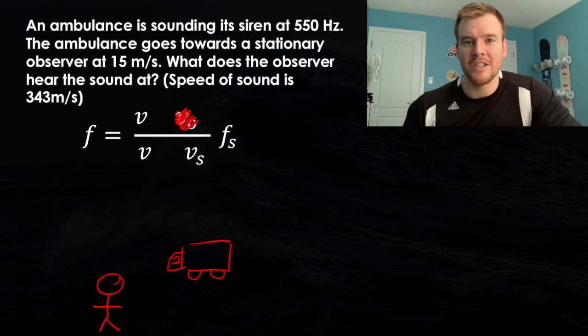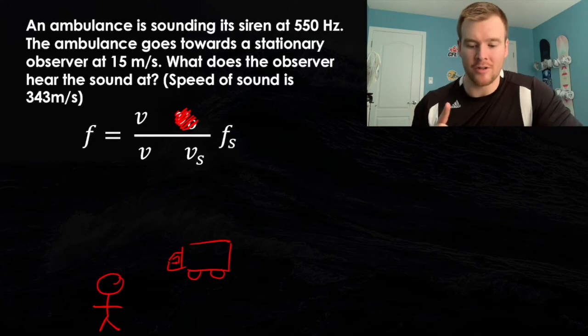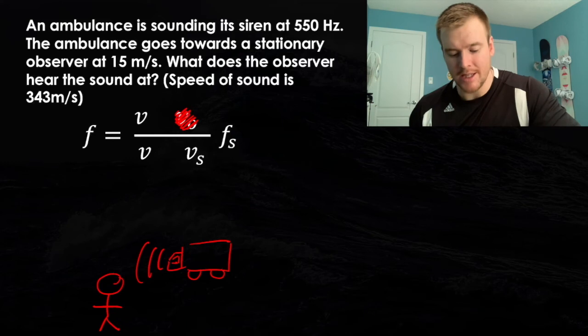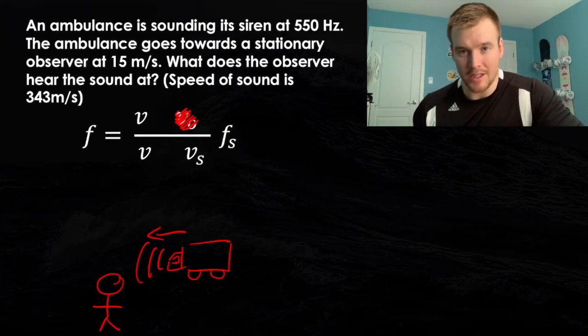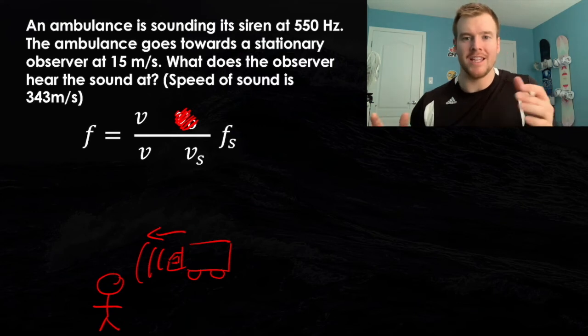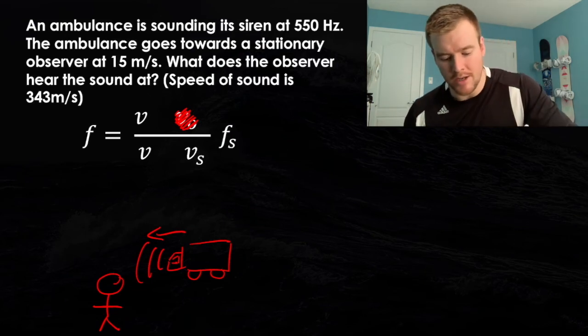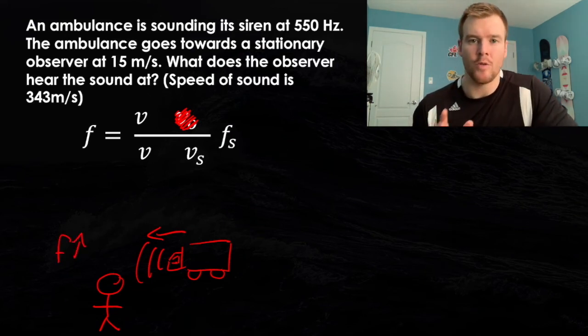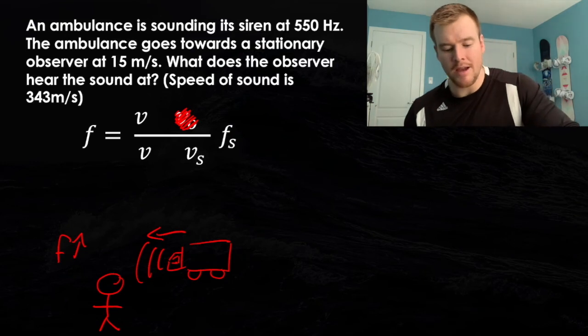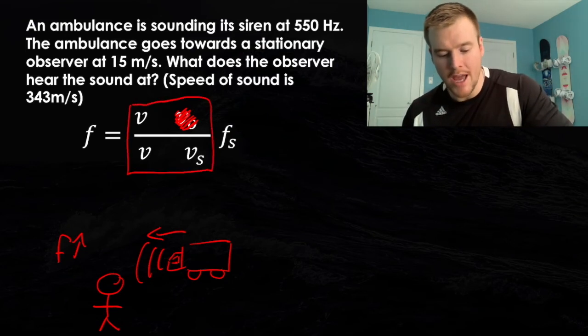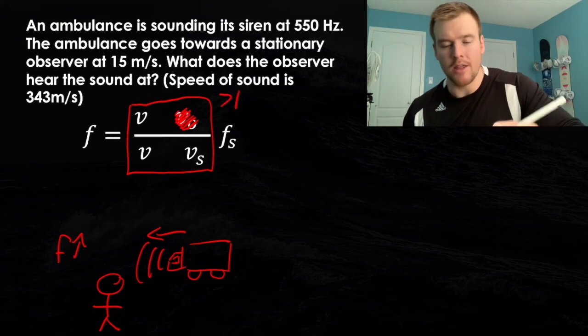For step 2, we have to determine if this is going to be a higher or lower frequency. Well, if the ambulance is making these sound waves and they're coming towards the person and the ambulance is moving towards the person, then this is the same as if the person was running towards it. They're moving together relative to each other, so the frequency we hear should be higher than the frequency of the ambulance. So that means that this whole ratio then, for our step 3, has to be greater than 1.